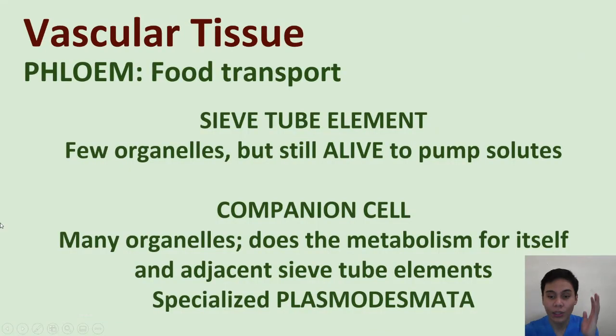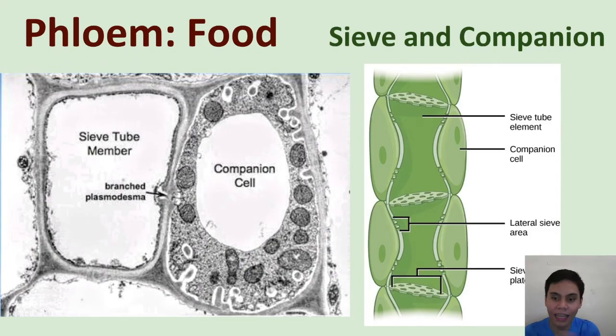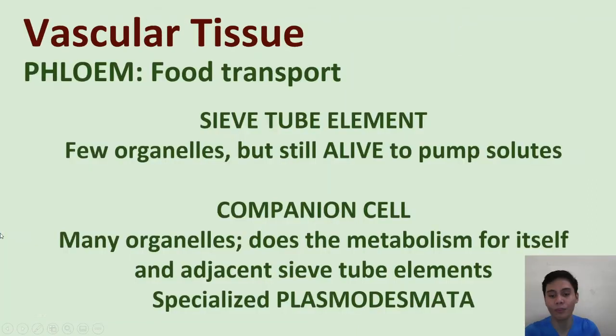So again, the sieve tube element has very few organelles and cannot survive alone, but needs to be alive to pump solutes into and out of the cell, while your companion cell does the metabolism for both of them. So your companion cell has specialized plasmodesmata, which you can see here, the holes in the cell wall that are specialized so that they can easily transport materials.